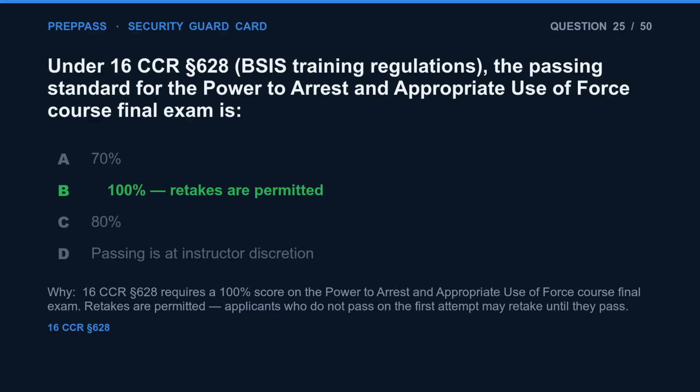The correct answer is B. 16 CCR Section 628 requires a 100% score on the power to arrest and appropriate use of force course final exam. Retakes are permitted. Applicants who do not pass on the first attempt may retake until they pass.